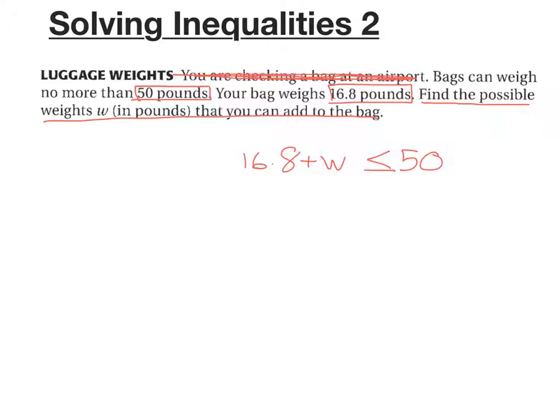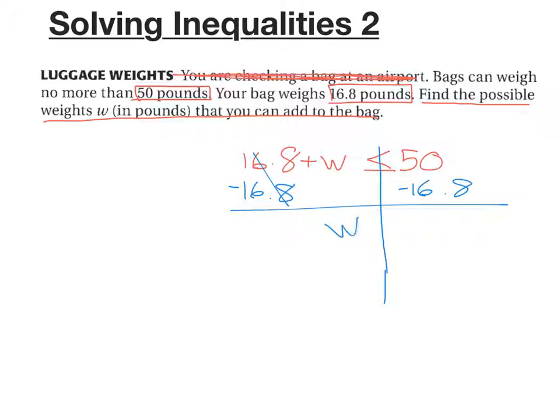Now, to solve this inequality, make sure we draw a line down through the inequality symbol to separate our two expressions. And I'm just going to use my inverse operations. I have W plus 16.8. I'm going to subtract 16.8 from both sides. That's going to give me W on the left side, and on the right side, I'm going to have 33.2. And since I didn't multiply or divide by a negative number, everything comes straight down. Our inequality stays the same.